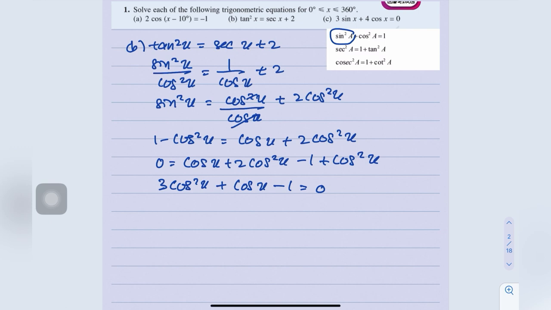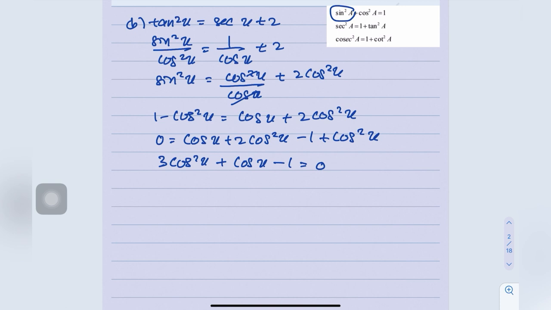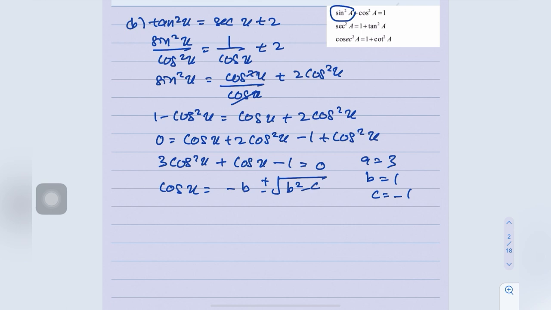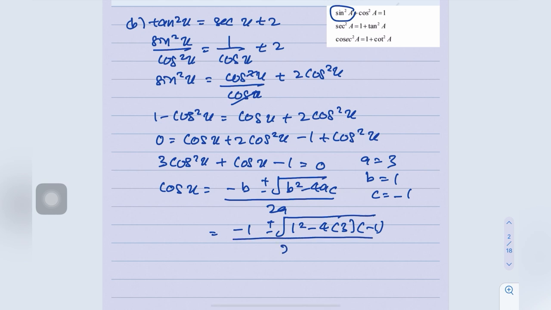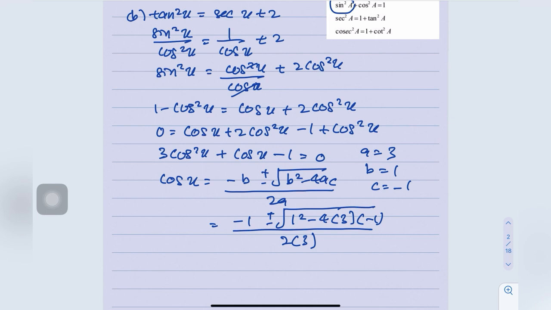Okay, apparently this one we cannot factorize. Okay, so then you can use the quadratic formula. Okay, so cos x equals negative b plus minus square root of b squared minus 4ac over 2a. So a is 3, b is 1, c is negative 1. So substitute into negative b plus minus square root of b squared minus 4ac over 2a. Okay, so negative 1 plus minus square root of 1 squared minus 4 times 3 times negative 1, over 2a, 2 times 3. This we will get 0.4343 and negative 0.7676. Okay, then we solve one by one.